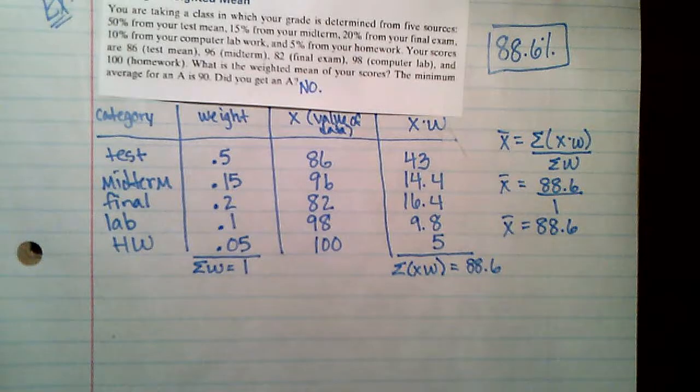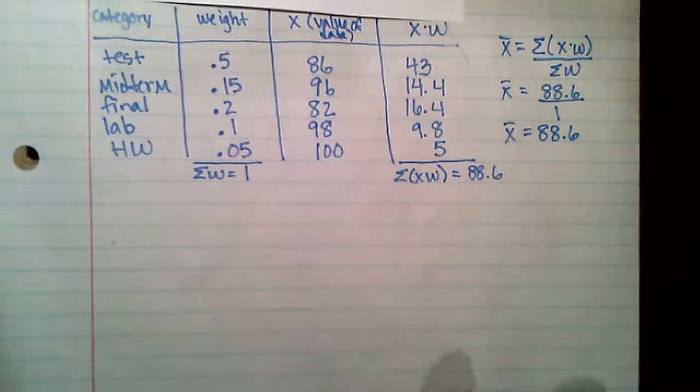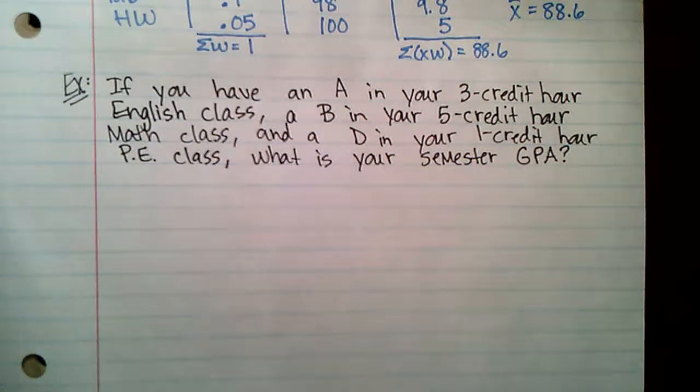Okay, now we have to write out an example. So I am going to pause it, write it out, and then once you see it written out, you can pause it and write it out. Okay, here is the example we are going to do. If you have an A in your 3 credit hour English class, a B in your 5 credit hour math class, and a D in your 1 credit hour PE class, what is your semester GPA?